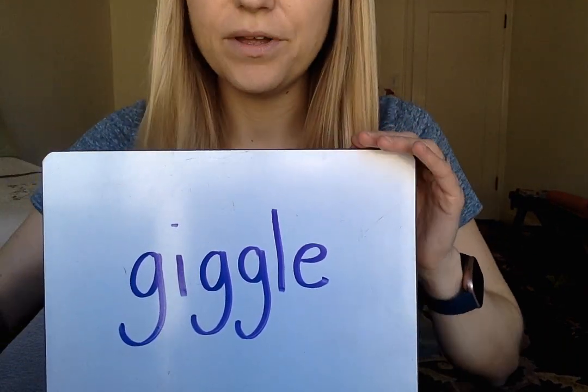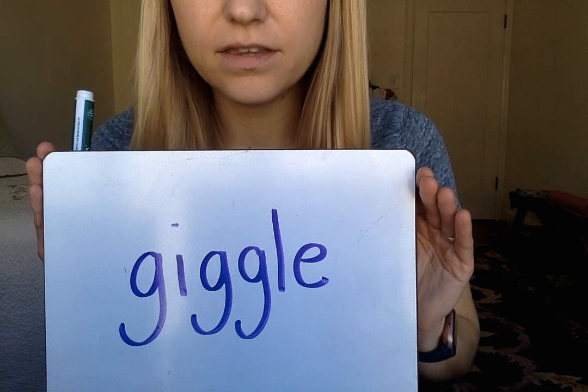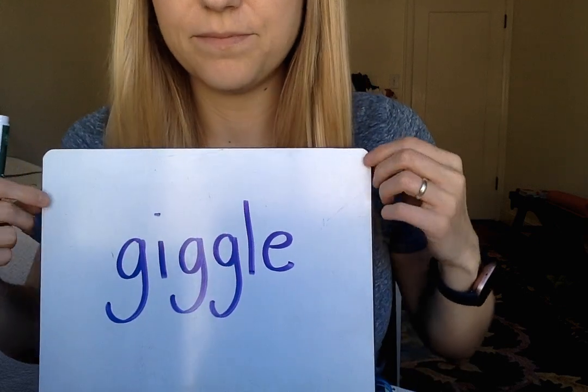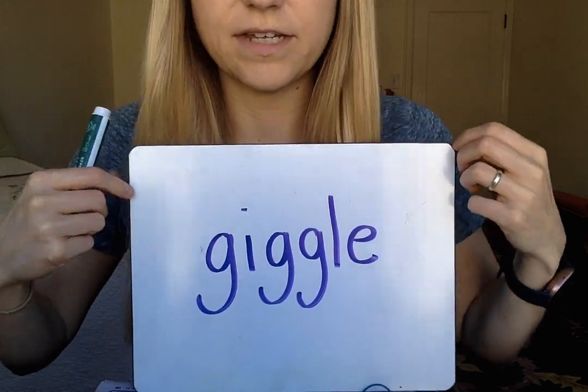Okay, now what we need to do, maybe if I go like this. All right, that's a little easier for me. Now we're going to take our marker and divide giggle into its two sections. So let's see if I can get this right. Okay.